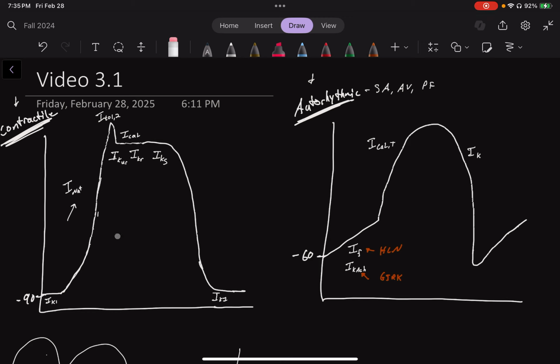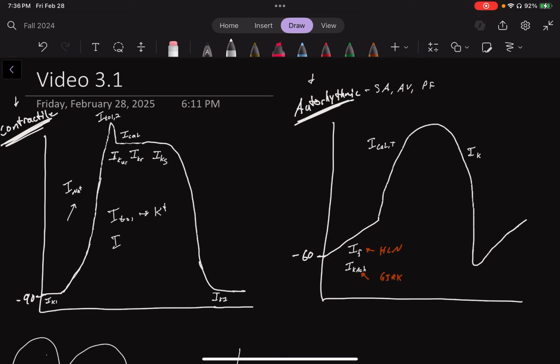Now, the ITO1 current is the current of transient outward, which means the channels are open for a very short amount of time and allow elements to leave outwards. And what's the element that leaves outwards? Well, that's potassium, right? So that causes a very quick repolarization.